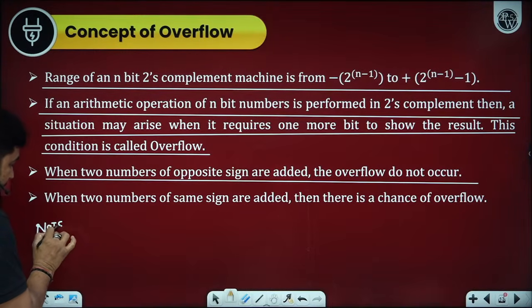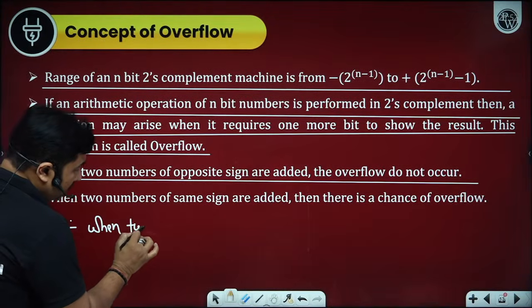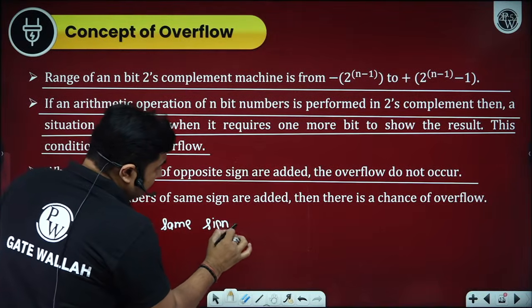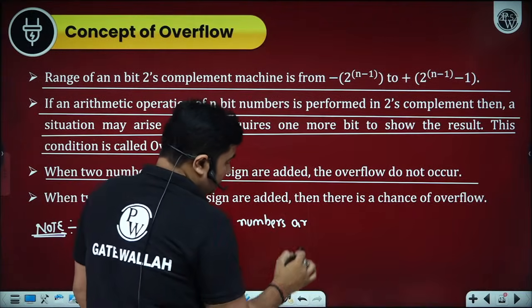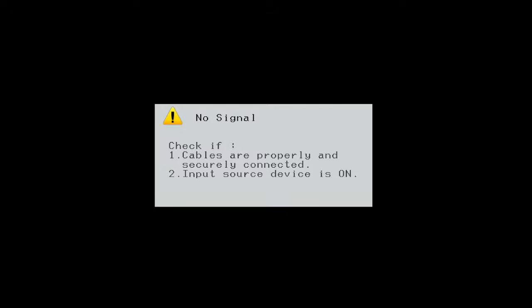A note point. When two same sign numbers in 2's complement representation are added, and in result, if the sign is opposite, then it indicates overflow. Then it indicates overflow.